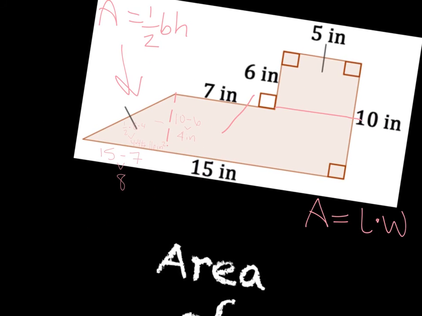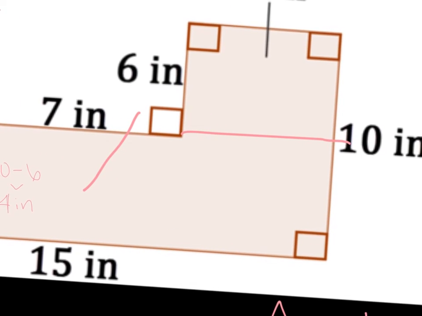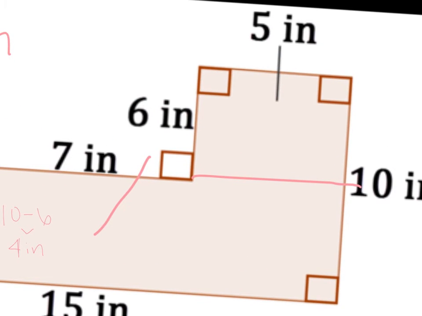Now, we can figure out our rectangles. Rectangles are easy. Let's start with this top one. Our rectangles are just our length times our width. Well, in this case, our length times our width is 5 times 6, and that equals 30 inches squared.